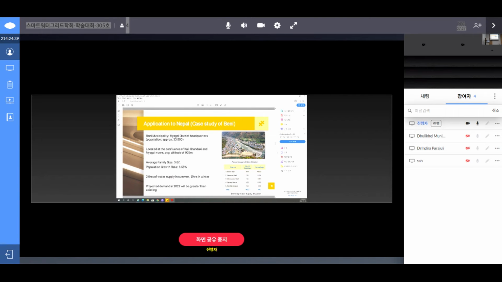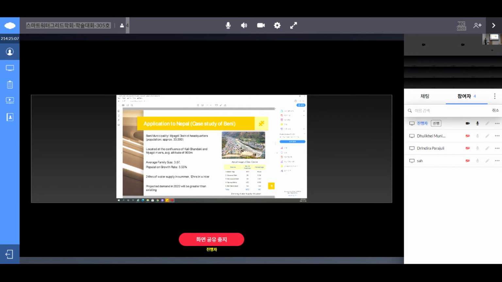So the city of Beni in Nepal is located in the Myagdi district. It's the headquarters of the Myagdi district. It has a population of approximately 33,000 people. As you can see on the picture, it's located at the confluence of 2 rivers, the Kaligandaki and the Myagdi River. And as Nepal is a mountainous country, it's located at an average altitude of 900 meters with quite mountainous terrain surrounding the town.